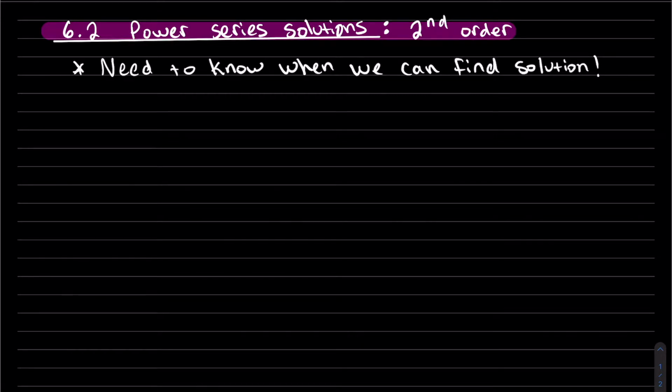In 6.2, we're going to look at some power series solutions of second order differential equations. So first we need to know when we can actually find a power series solution. For this section, there's actually two answers to that. 6.2 deals with power series solutions around ordinary points, and in 6.3, the next section, Frobenius, deals with power series solutions around singular points.